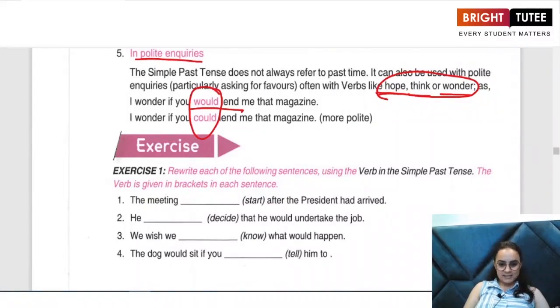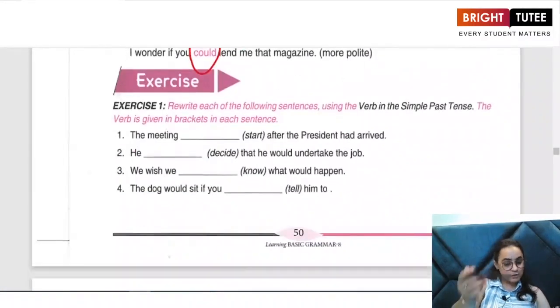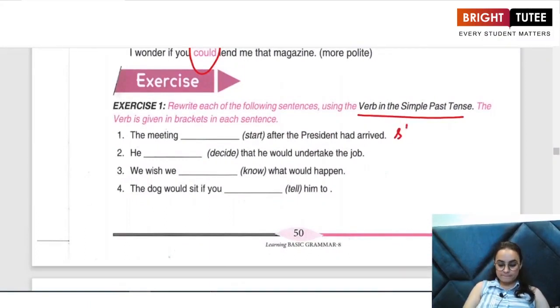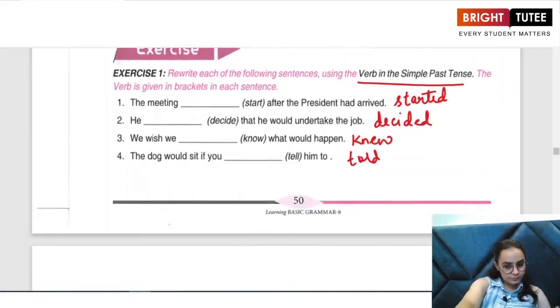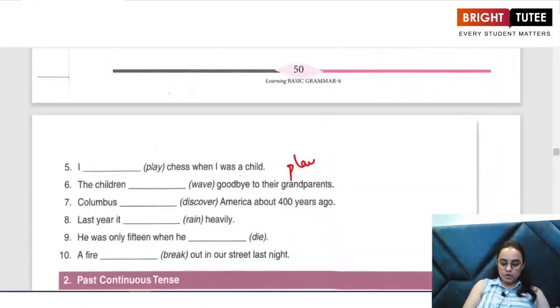Now let us look at the exercise and the manner in which we are going to solve it. So use the verb in the simple past tense to fill in the blanks. The meeting started after the president had arrived. He decided that he would undertake the job. We wish we knew what would happen. The dog would sit if you told him to. I played chess when I was a child.